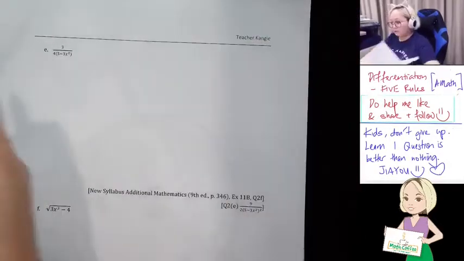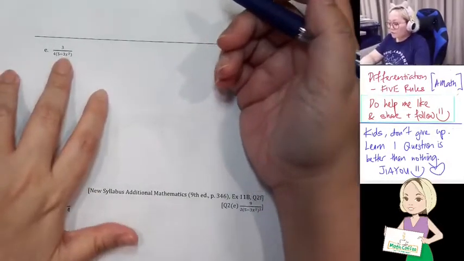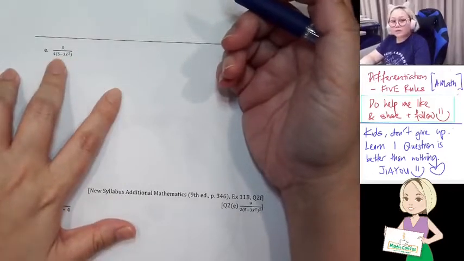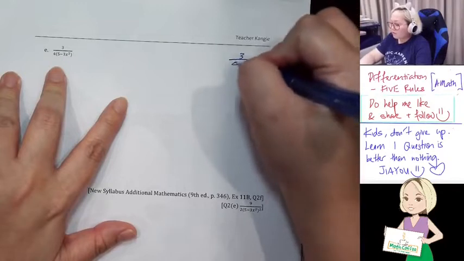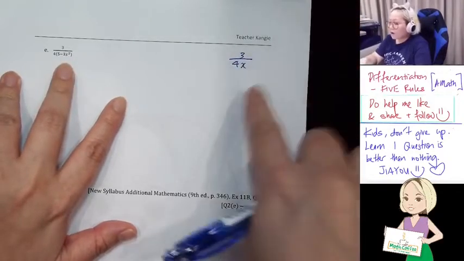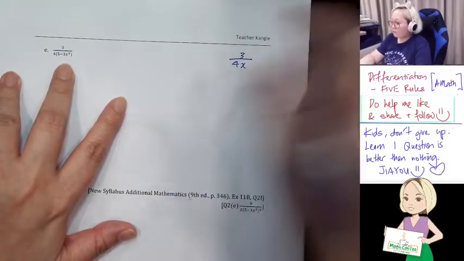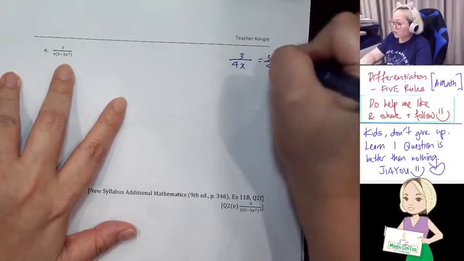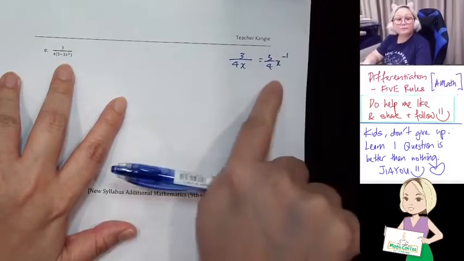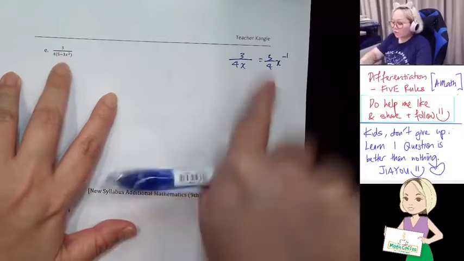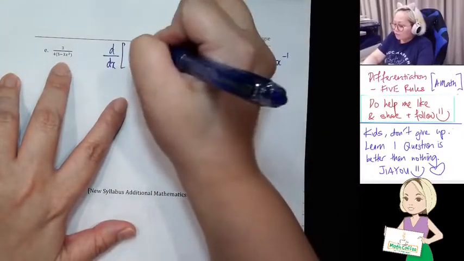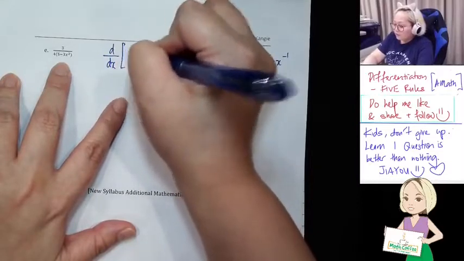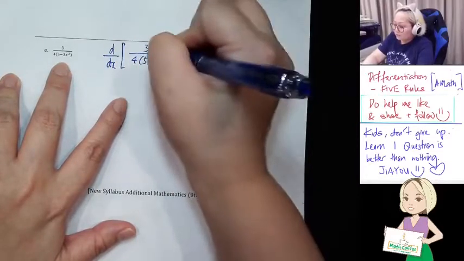Okay, this is E. Over here it's a bit similar. It's just like if today I have 3 over 4x, and I want to change it to index form, it will be 3/4 x to the power of negative 1, correct? Same thing for this one. Let me write out the question: differentiate 3 over 4, 5 minus 3x squared.